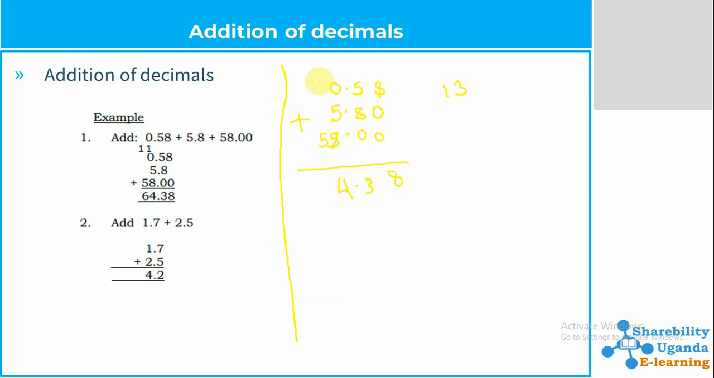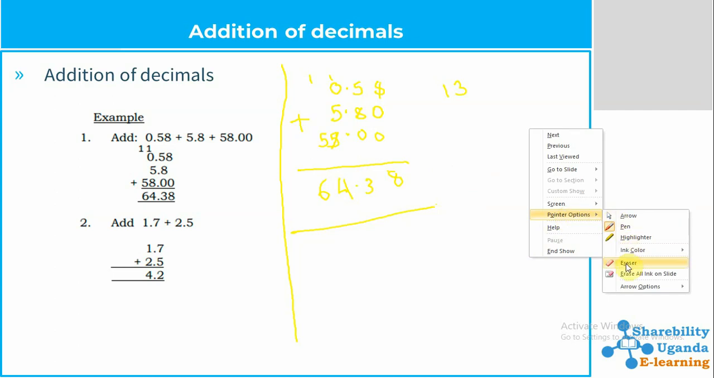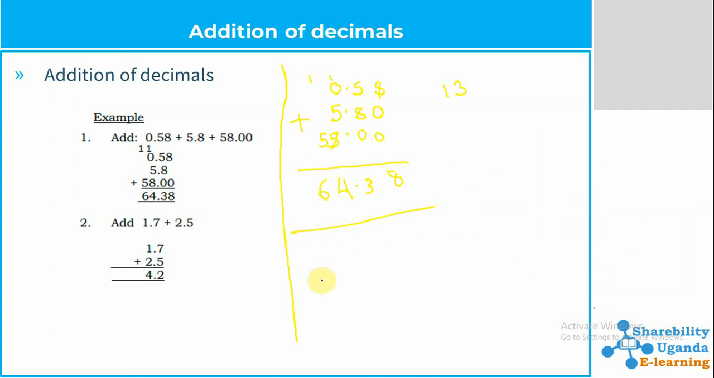Here we carried 1, it becomes 14. Then also here we shall carry 1. So this is going to be our 6. You can see this is how I have been able to get our answer. Also, look at our next example. We are having 1.7, then 2.5. We are just adding.